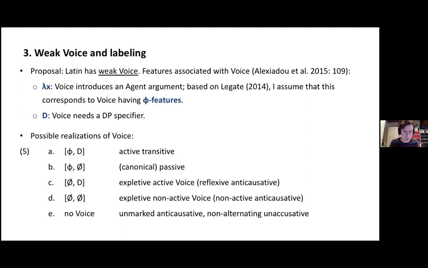That's option C. Option D has none of that at all, has no argument and has no specifier. And then you have non-active marked anticausatives. Then there is one additional variant which dispenses with voice altogether, and that's what you get in the case of unmarked anticausatives, or more generally, unaccusatives.